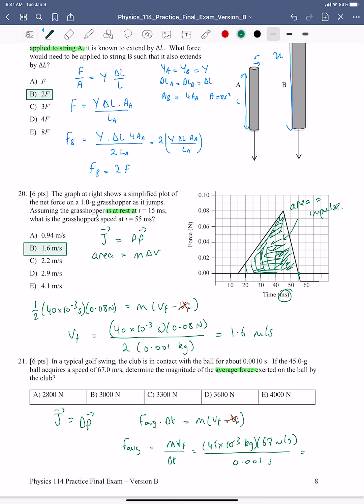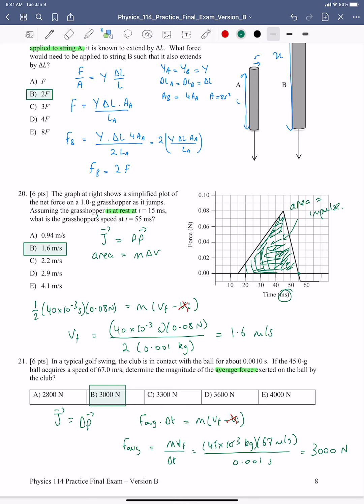The average force works out to be, let's do this calculation, 45 times 10 to the minus 3, times 67, divided by 0.001, is 3015 newtons, so to 2 sig figs is 3000 newtons. So that's choice B. That's the correct answer.